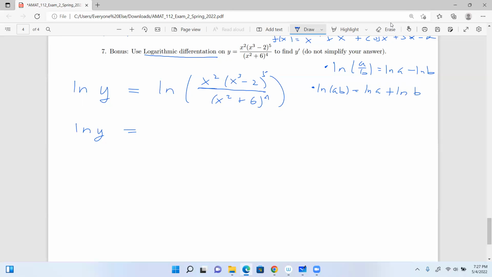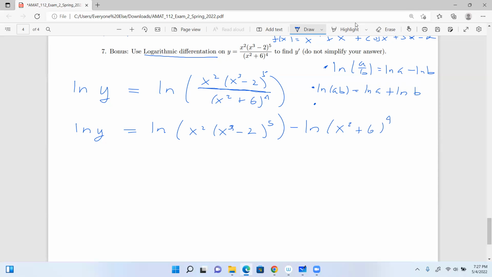So I have division right here, so I'm going to split that using this first rule. So I get ln of x squared times x cubed minus 2 to the 5th, oh, I'm sorry, this is a 2, and then minus the natural log of x squared plus 6 to the 4th.